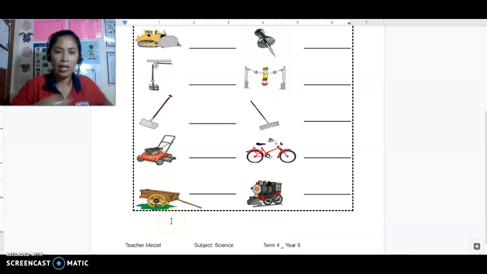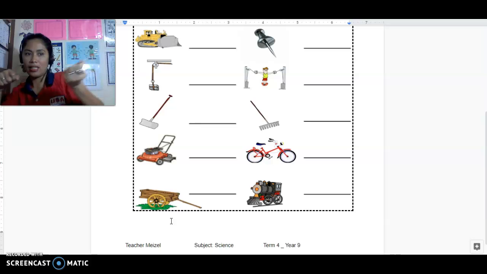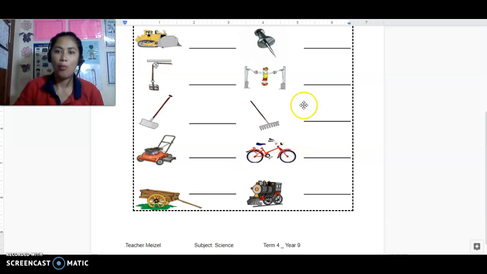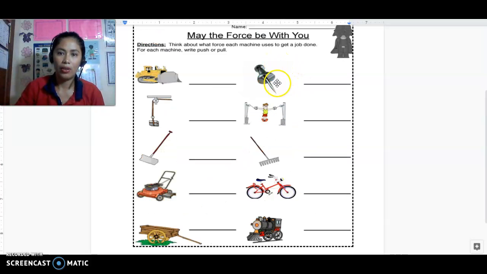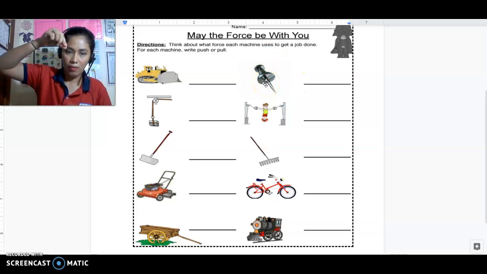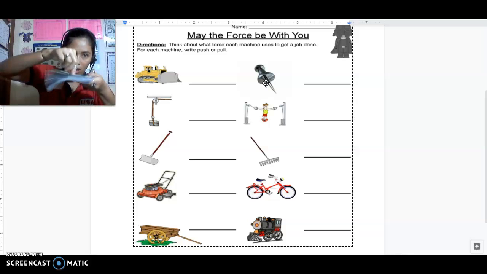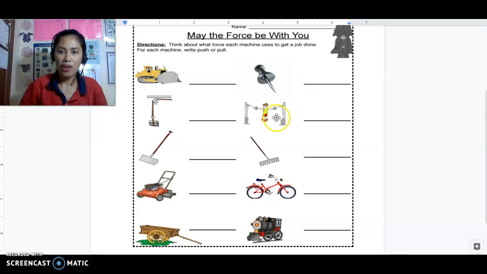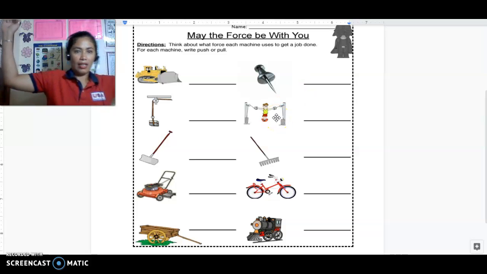And the cart, we need to... What action is this? Right. How about the pin? Yes, this is like a pin. We do like this. If this is the paper, we use it like this. What action is that? And this is for exercising.